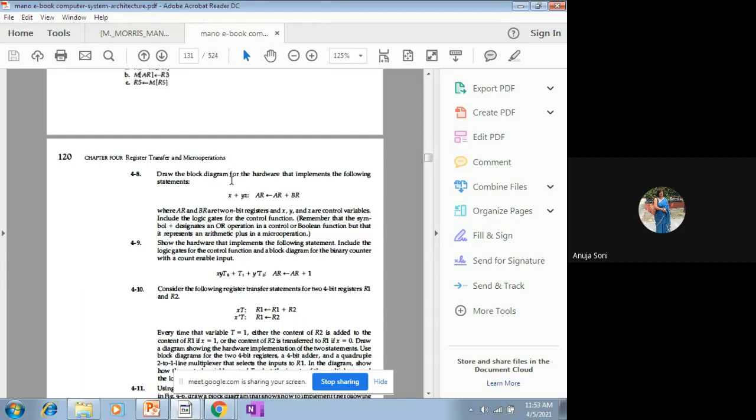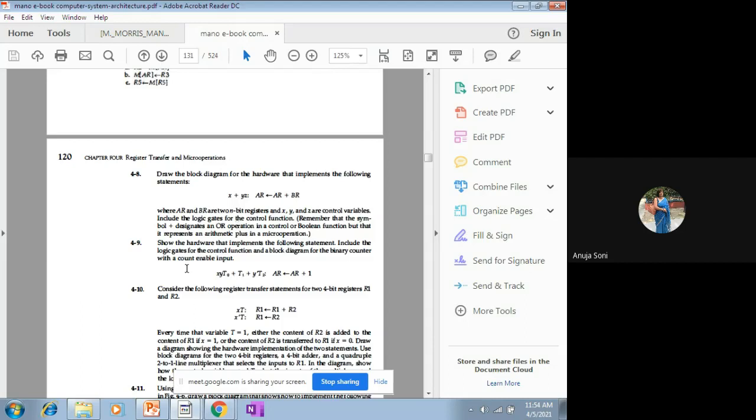Again, I am repeating that this plus operator, if you use it in your control function, will work as your OR operator. But if you use this plus in your register transfer statement, then it will work as your addition operation. So as per the meaning, you have to draw the block diagram for the control function as well as for the register transfer statement. Then you have to connect these two small block diagrams in order to make a bigger diagram.